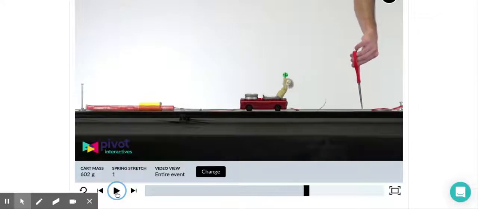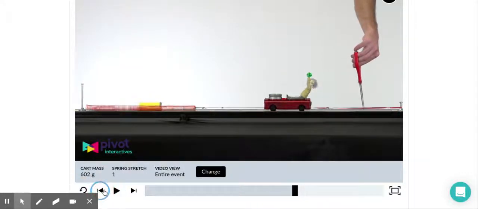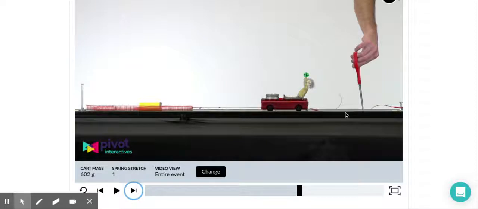After it's cut, but before the spring is totally relaxed, so here, let's move it forward. So you can see this is cut. He started moving. He has kinetic energy, but the spring is still stretched a little bit. So he still has elastic potential energy. So he's still going to be speeding up.